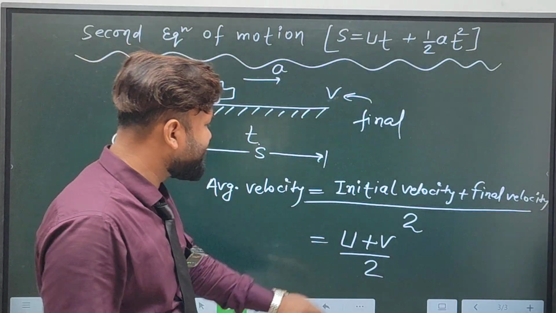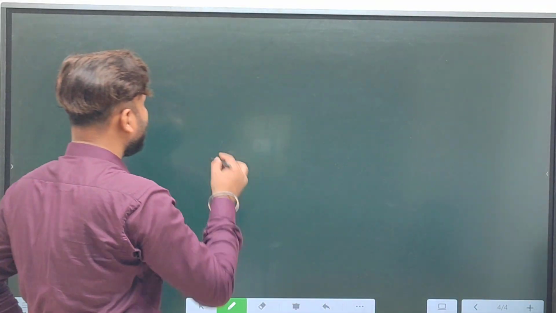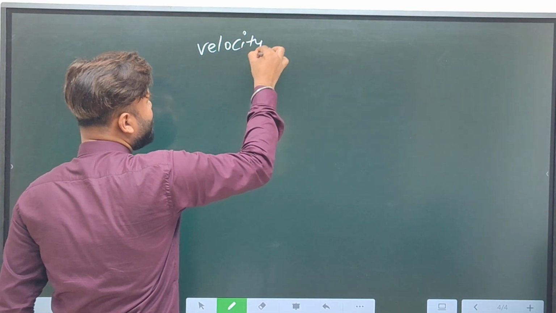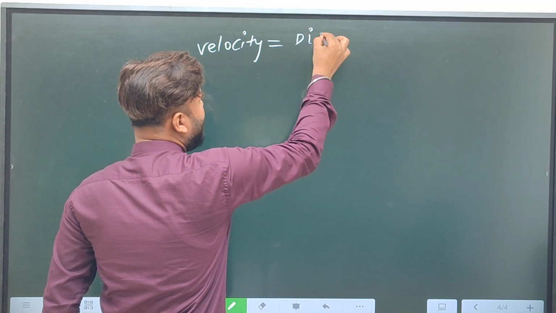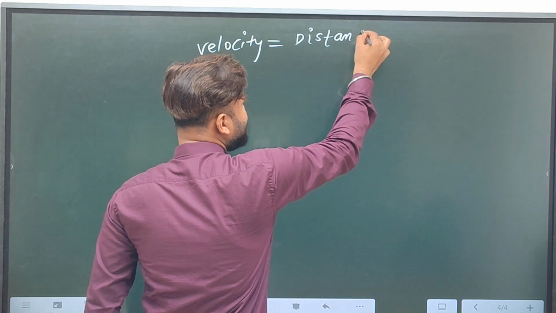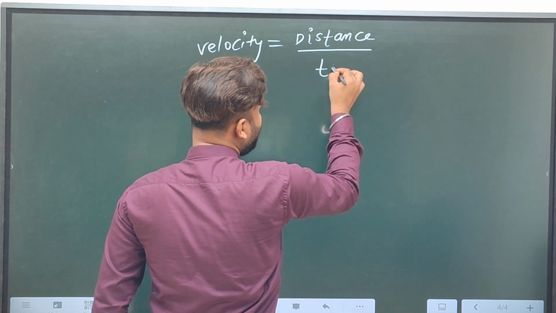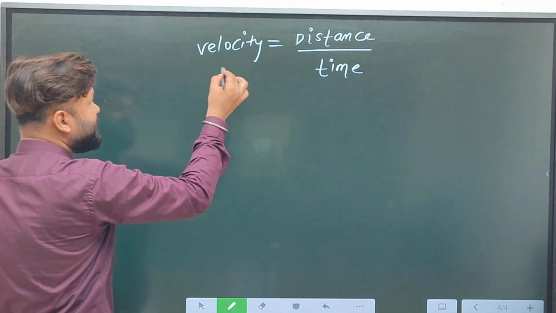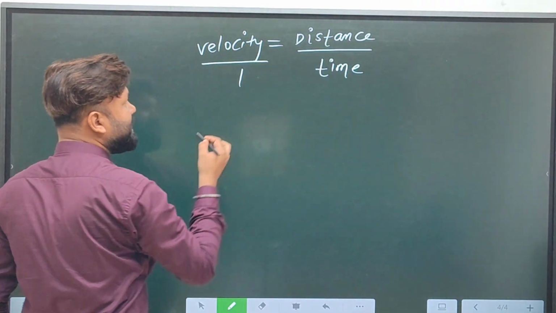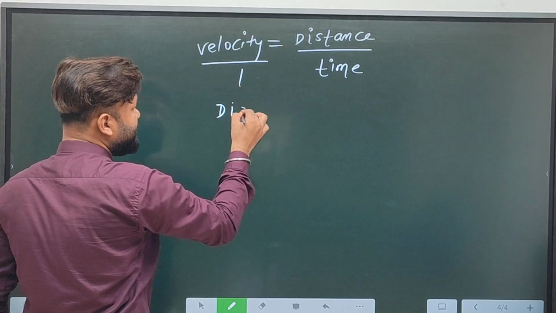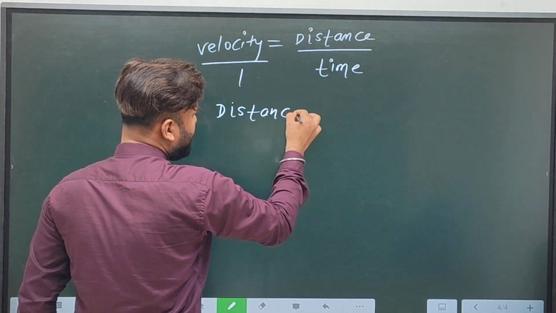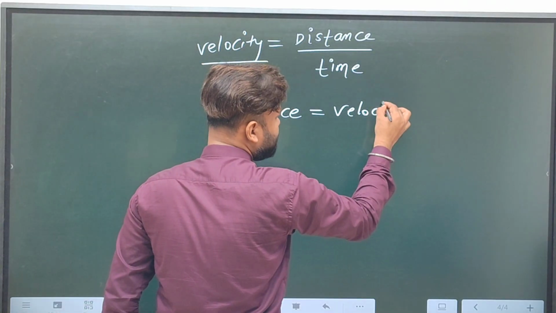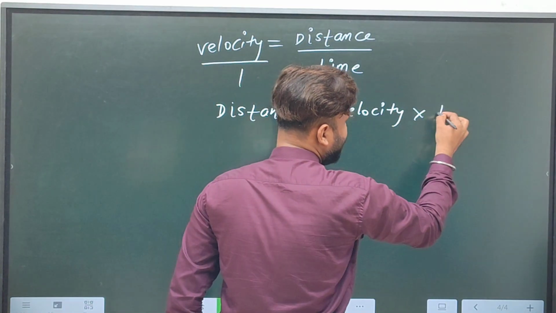Now after this, one more formula we are using, students, that is velocity is equal to distance by time. We have already learned this in the previous classes. So velocity is equal to distance by time. Let's multiply distance into 1. So it is distance, and velocity and time multiply. So it is velocity multiplied by time.